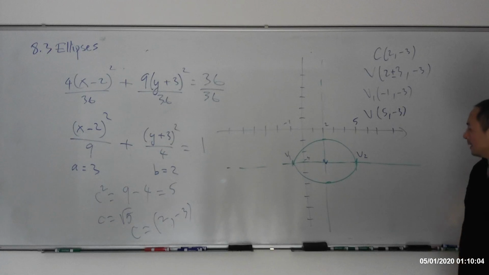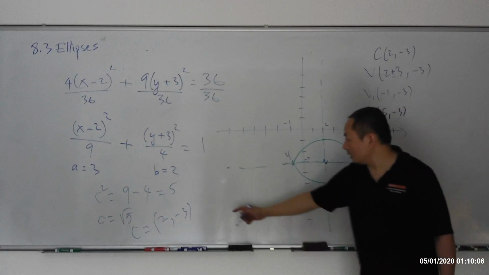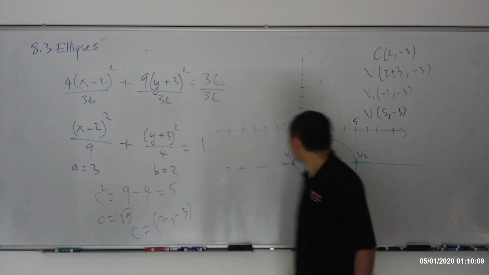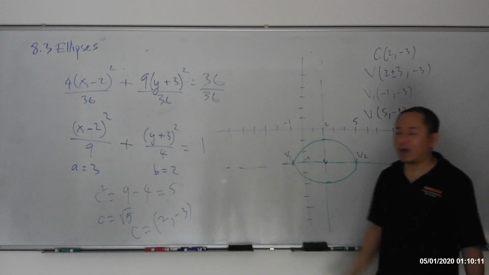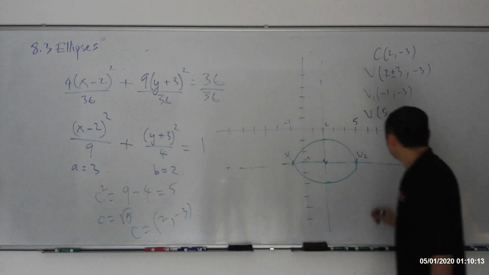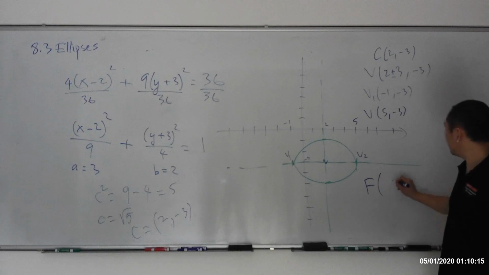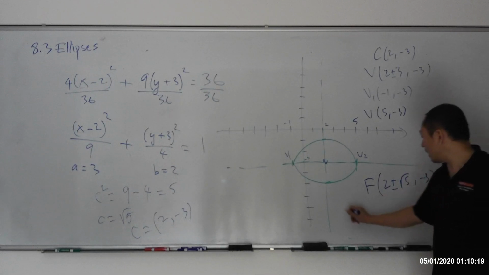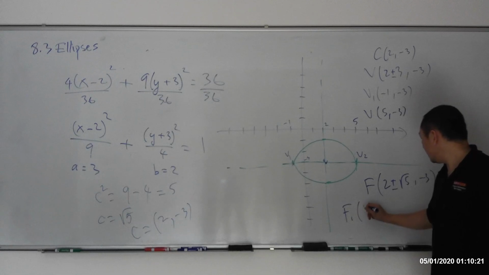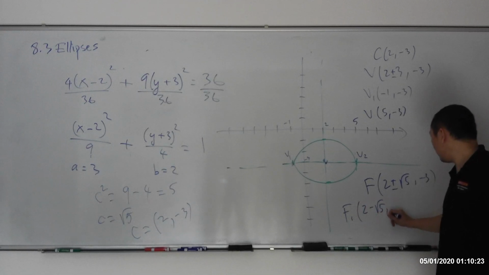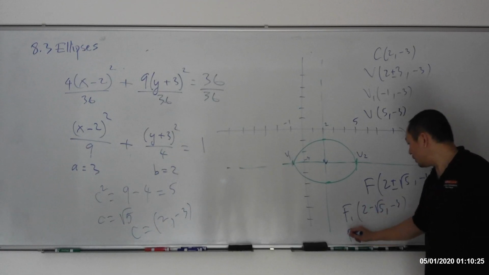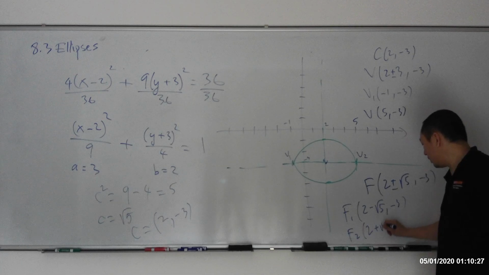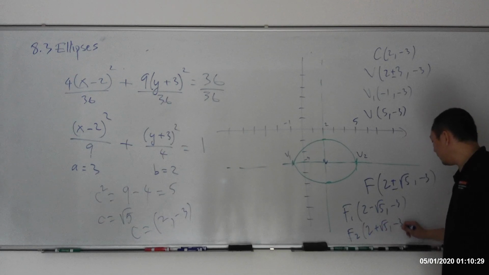Okay? Same thing for the 2 foci. Instead of add and subtract 3, this time we're going to add and subtract square root of 5. So the 2 foci F is going to be 2 plus or minus square root of 5, comma, negative 3. So I got F1 is at 2 minus square root of 5, comma, negative 3. And F2 is at 2 plus square root of 5, comma, negative 3.